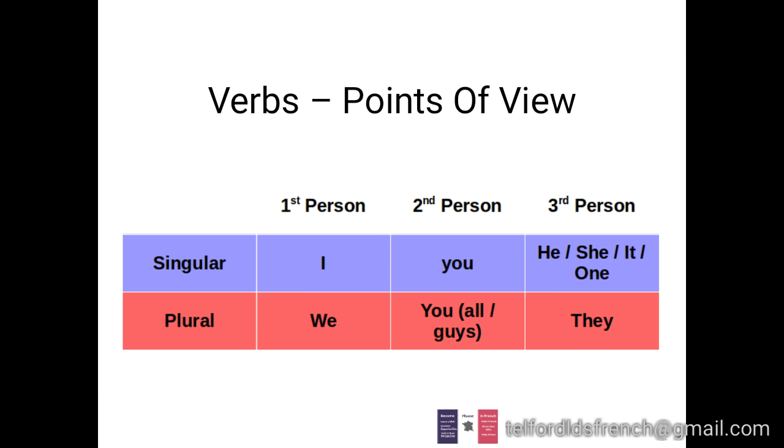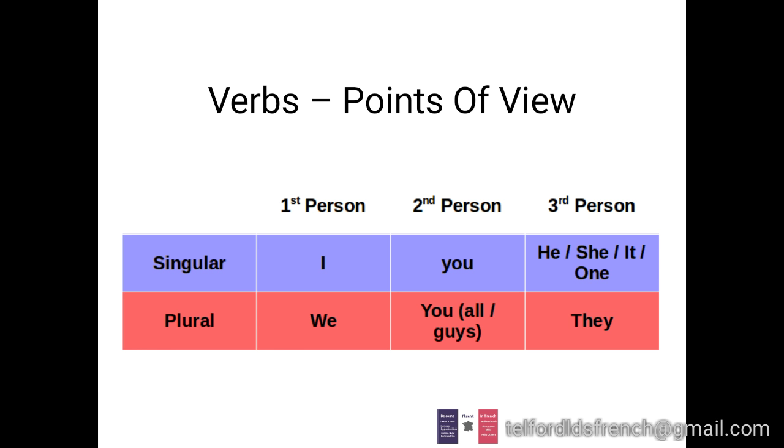In the second person, we see you. We use you when we're speaking to somebody about themselves. And in the third person, we see the personal pronouns he, she, it, or one. We use these when we're talking to somebody about somebody else or something else.